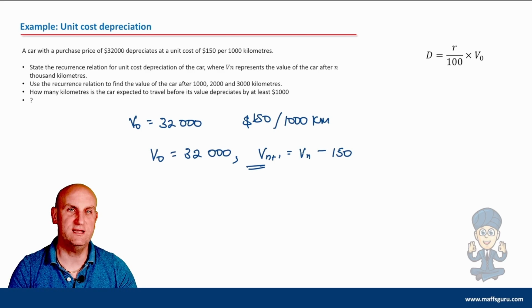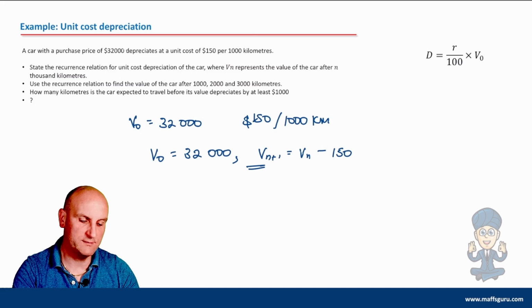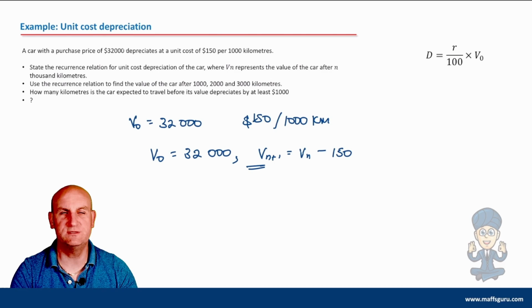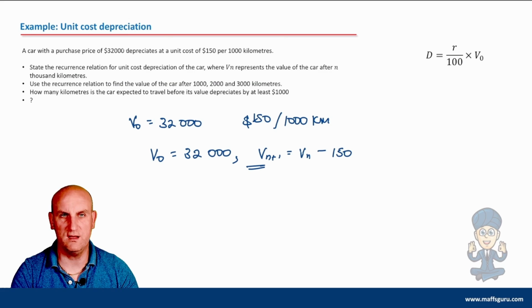Use the recurrence relation to find the value of the car after 1,000, 2,000, and 3,000 kilometers. Whew. Okay, so 1,000, 2,000, and 3,000 kilometers, after n thousand kilometers. State the recurrence relation. I'm just thinking about this question now. State the recurrence relation for unit cost depreciation of the car where Vn represents the value of the car after n thousand kilometers. Yeah, leave it at that. Right. Use the recurrence relation to find the value of the car after 1,000, 2,000, and 3,000 kilometers.